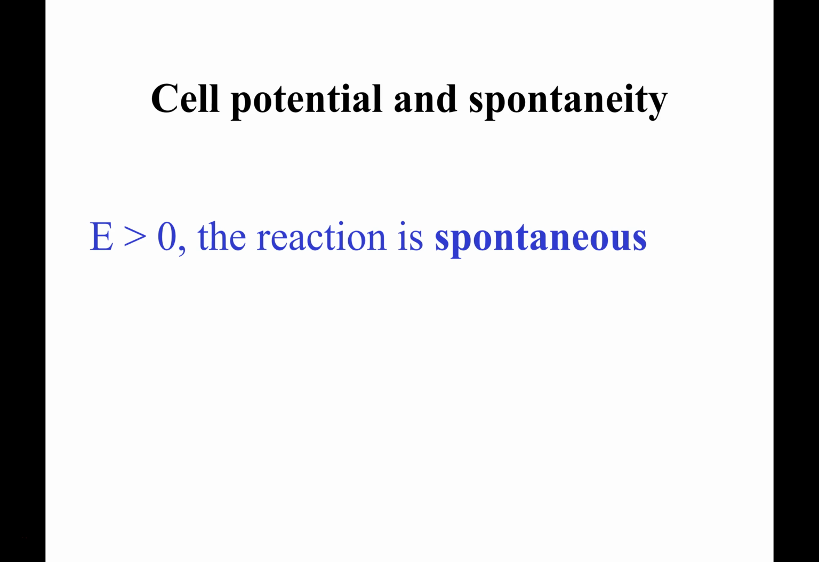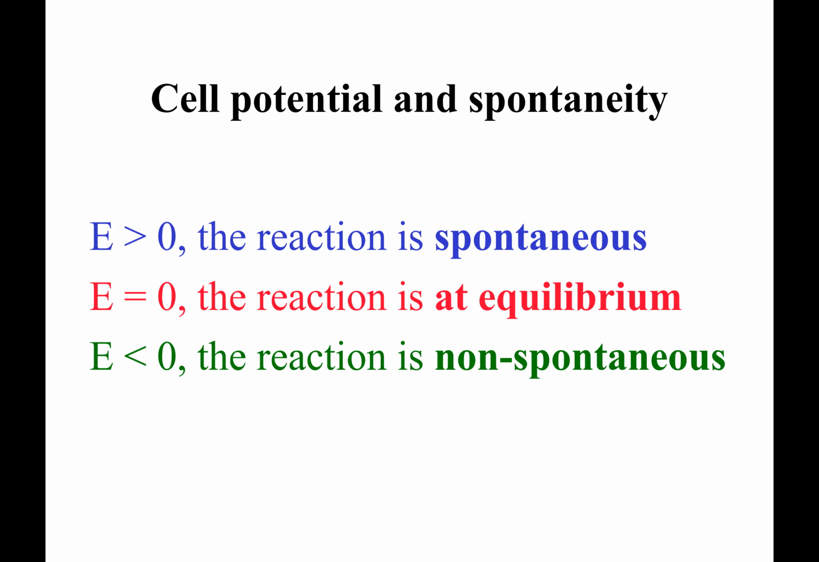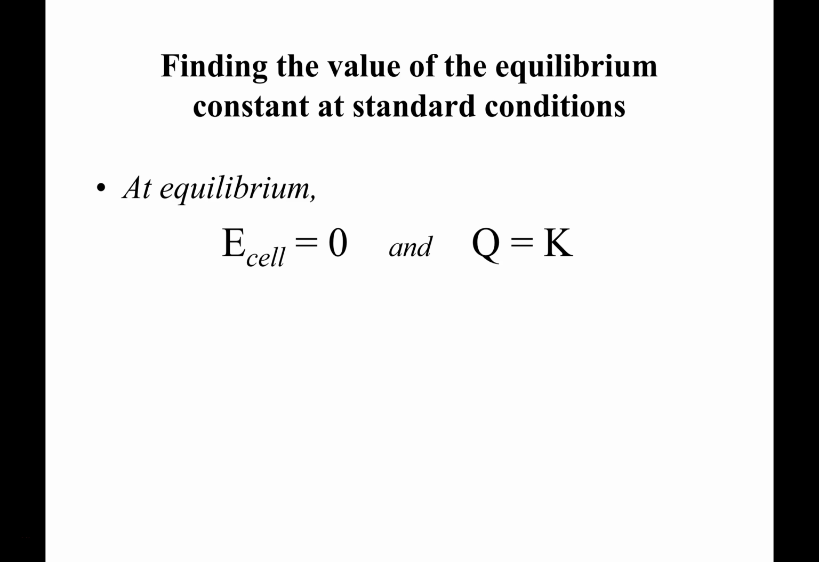And so, if your overall cell potential is positive, then it will be spontaneous. Your battery will work. If your cell potential is equal to 0, then it's at equilibrium. It means it's going in the forward direction and the reverse direction. And if your cell potential is negative, then your battery is not working. It won't be spontaneous. So let's look at the special situation when it's at equilibrium.